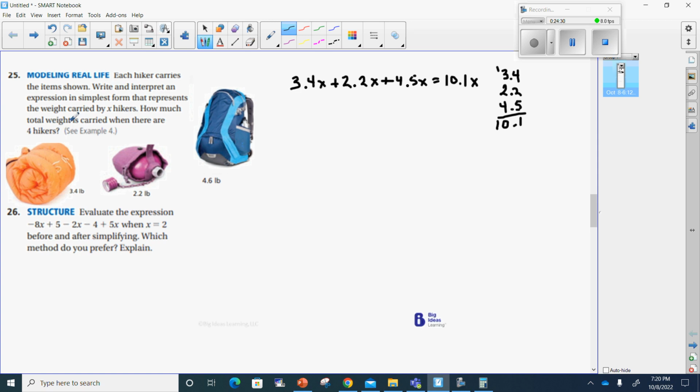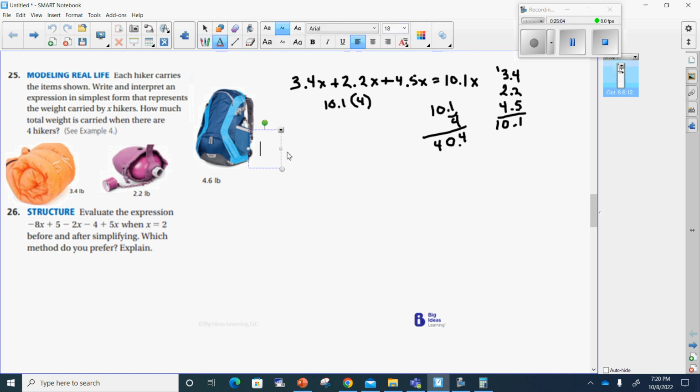Now if there are 4 hikers, this is going to be 10.1, we're going to multiply that by 4. So let's see, 10.1 times 4. 1 times 4 is 4, 0 times 4 is 0, 4 times 1 is 4, and now our decimal place is 1, so it comes back 1 here. So that means that the total carried is 40.4 pounds.